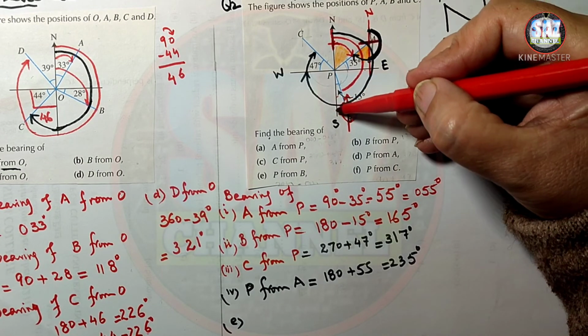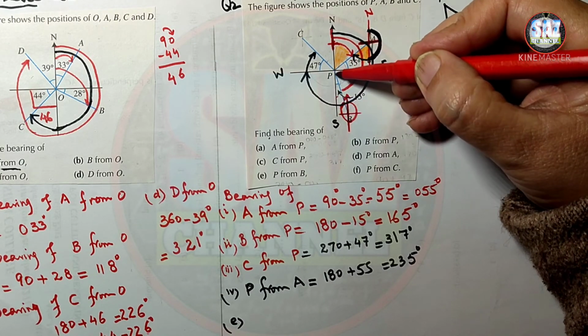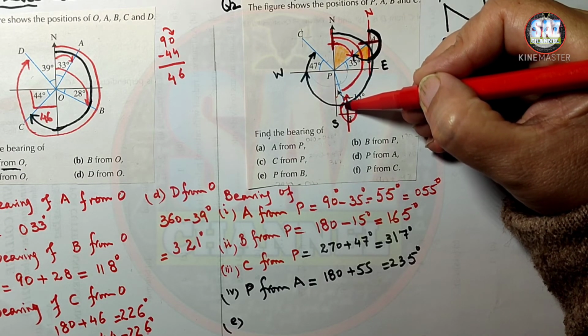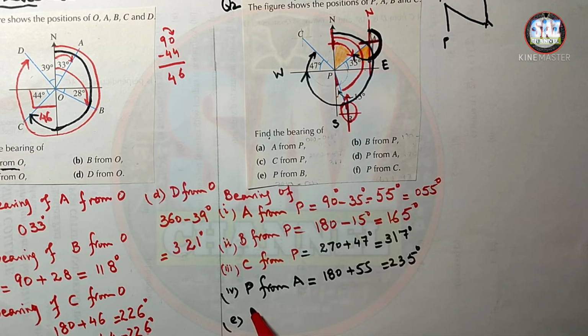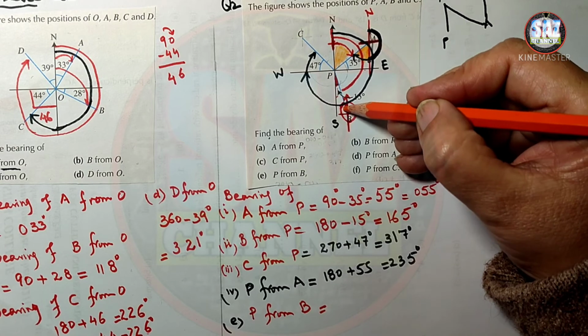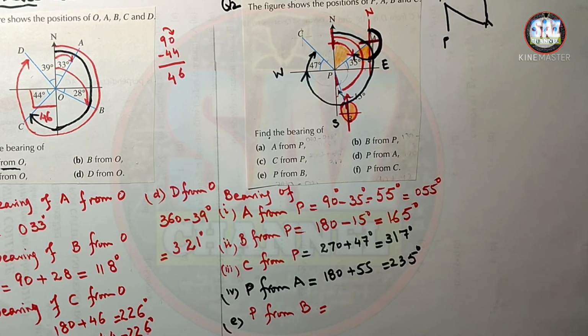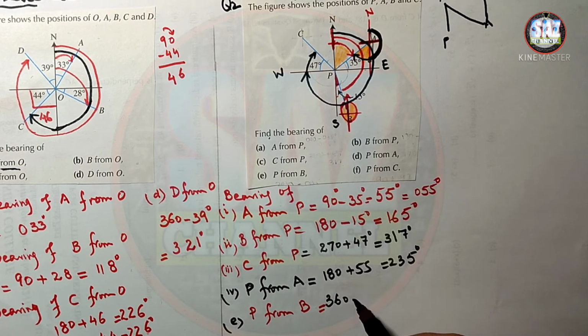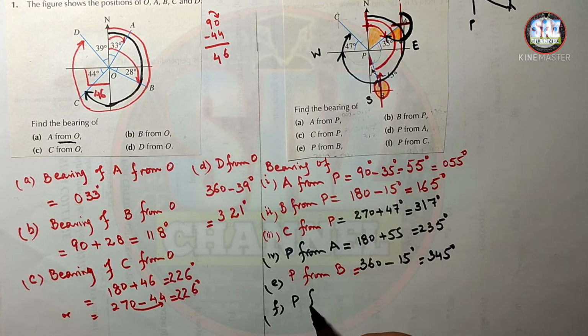Now look carefully, this north and this north are parallel to each other, and this is the transversal. So whatever angle is over here, the same angle is over here. This angle and this angle are the same. So for bearing of P from B, I can take this total turn of 360 degrees, except for this minor portion, and it will take the form 360 degrees minus 15 degrees. 360 minus 15 is 345 degrees.